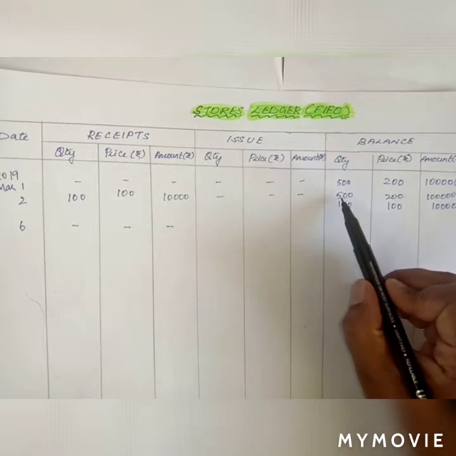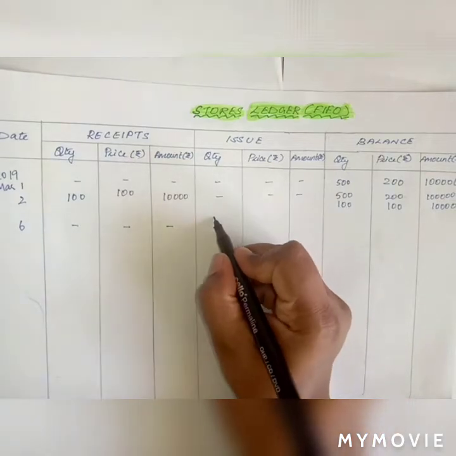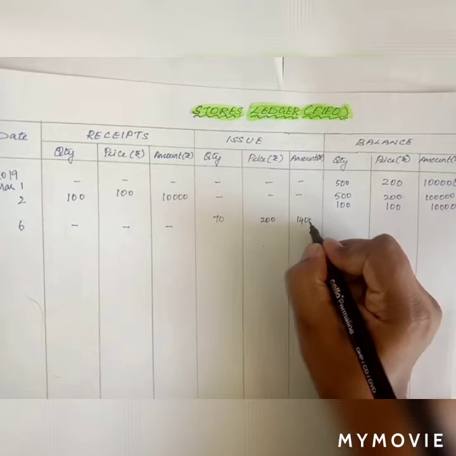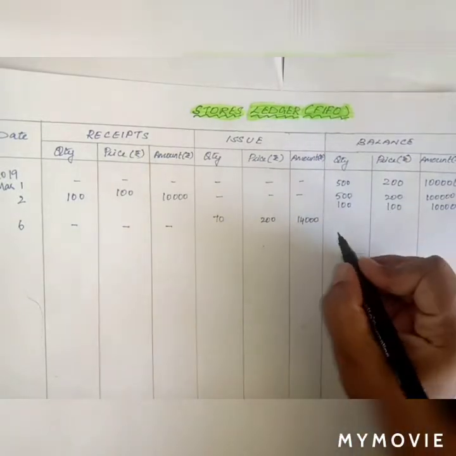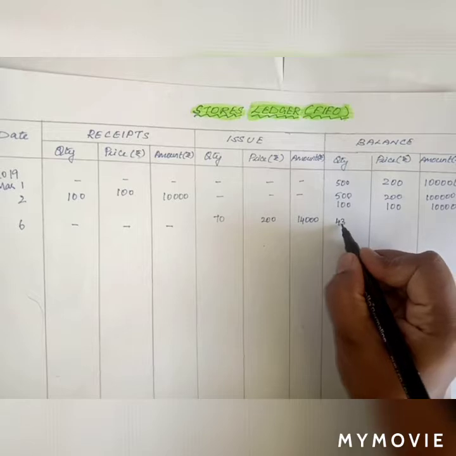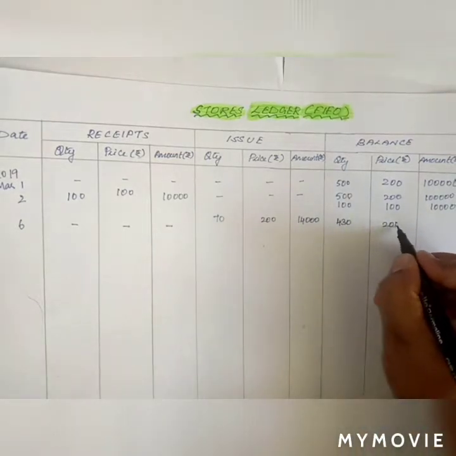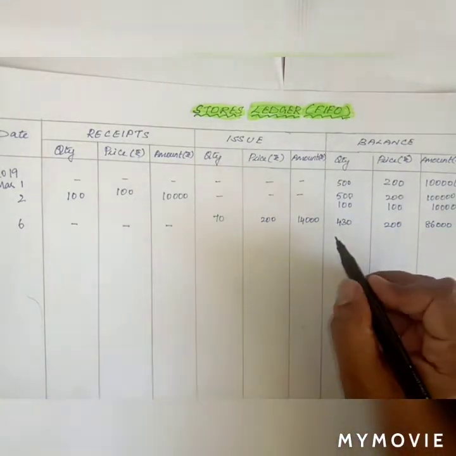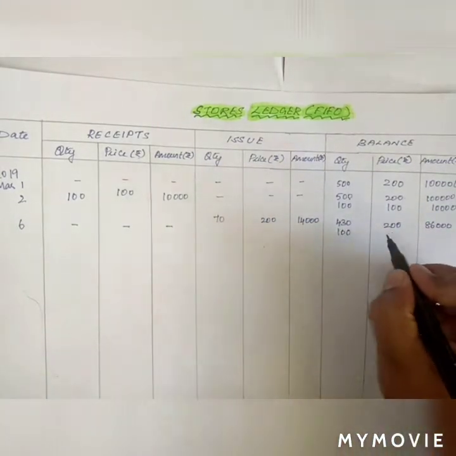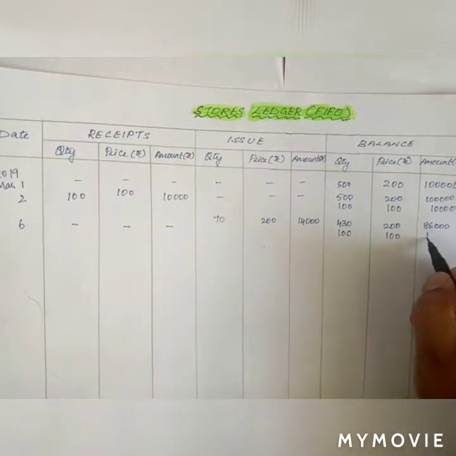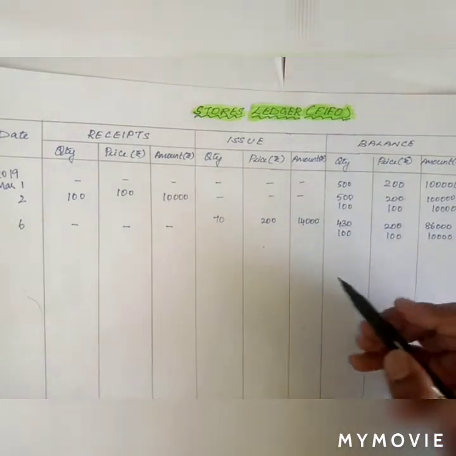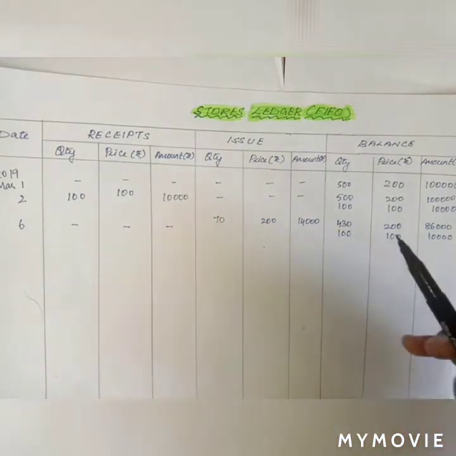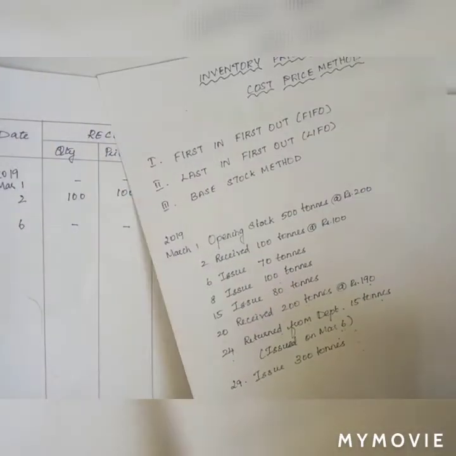Therefore, we can issue 70 units out of this. 70 units of 200 each, which is 14,000. Out of 500 tons we have issued 70 tons. Therefore, the balance is 430 tons, and the balance amount is 86,000. This is how the store's ledger has been recorded. And the 100 tons we haven't used, therefore we'll write that. As of now, after the issue of 70 tons on the 6th, we have 430 tons and 100 tons.